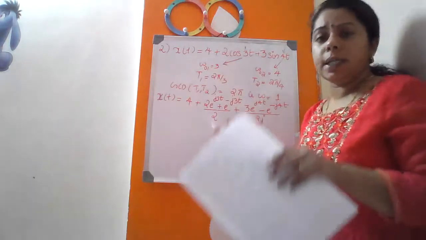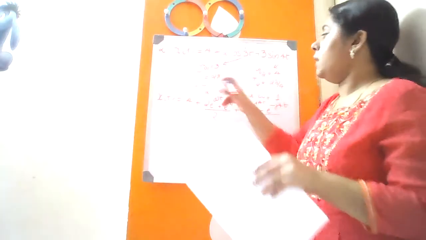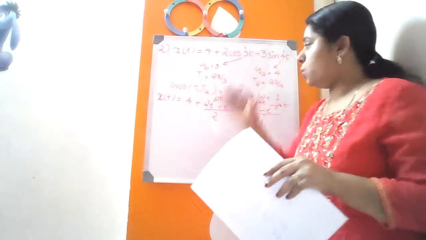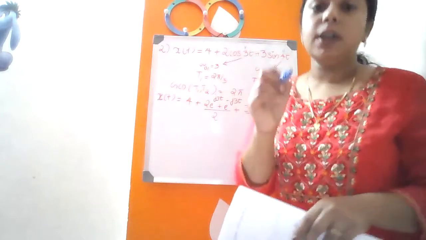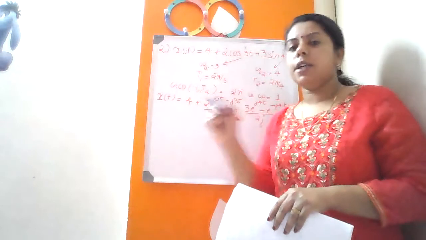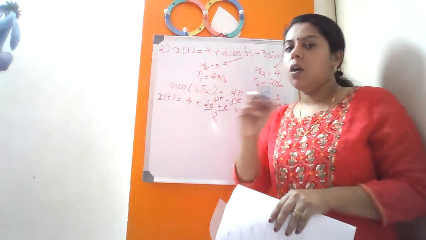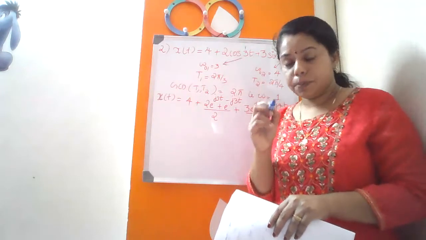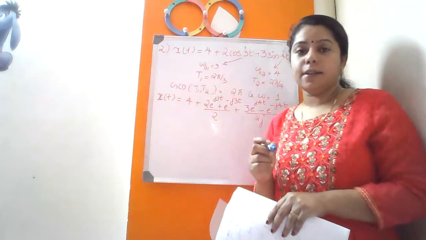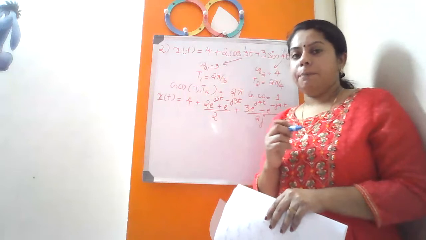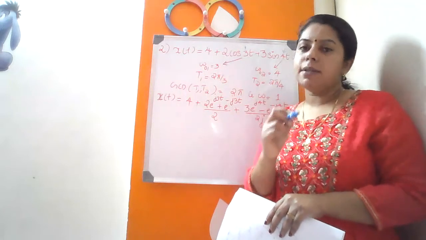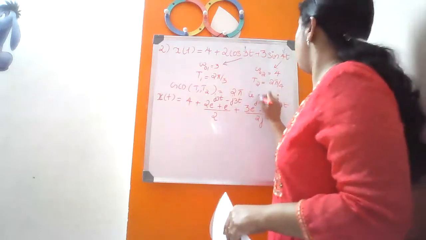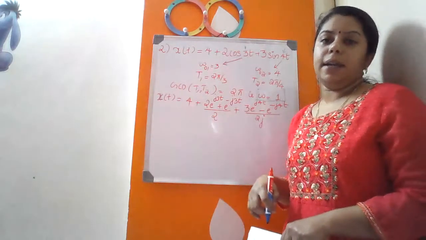Now just find the common divisible number for T1 and T2. T1 is 2 pi by 3 and T2 is 2 pi by 4. The common divisible number is 2 pi. That is the time period of the given signal x of t, which is 2 pi. Time period is 2 pi means what is the angular frequency? 2 pi by T, that is 2 pi by 2 pi. You are getting omega is equal to 1 in this case.